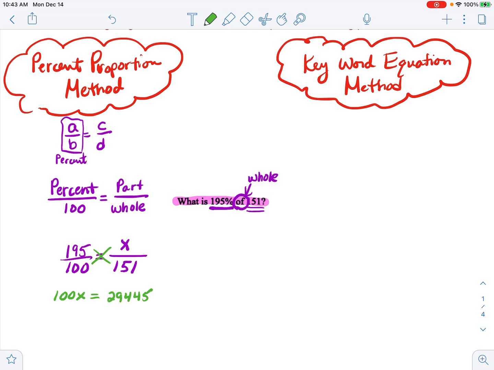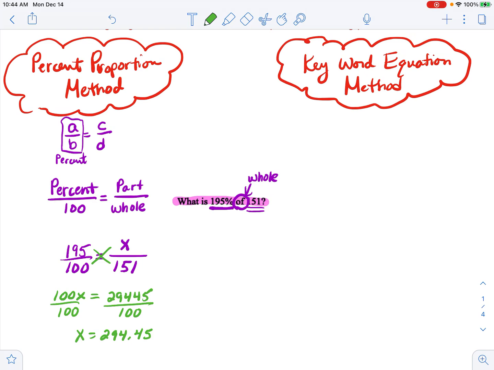And we have a very simple equation to solve for x. 100x means 100 times x. We're going to go ahead and divide both sides by 100. Divide both sides by 100, and we get 294.45.